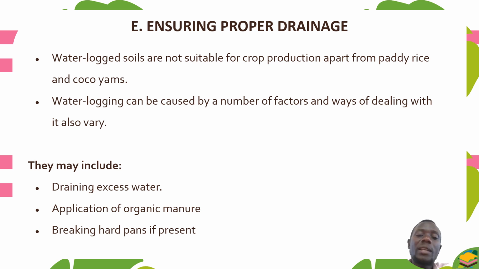Let's look at ensuring proper drainage. Waterlogged soils are not suitable for crop production apart from paddy rice and cocoyams. These are the specific crops which grow well when the soil is waterlogged. Waterlogging can be caused by a number of factors, and ways of dealing with it also vary.